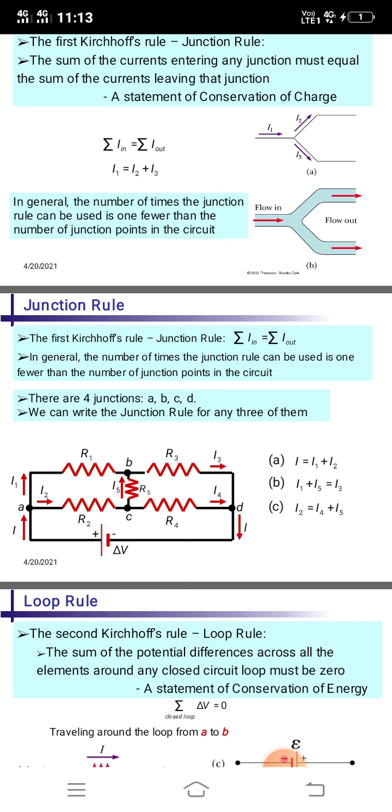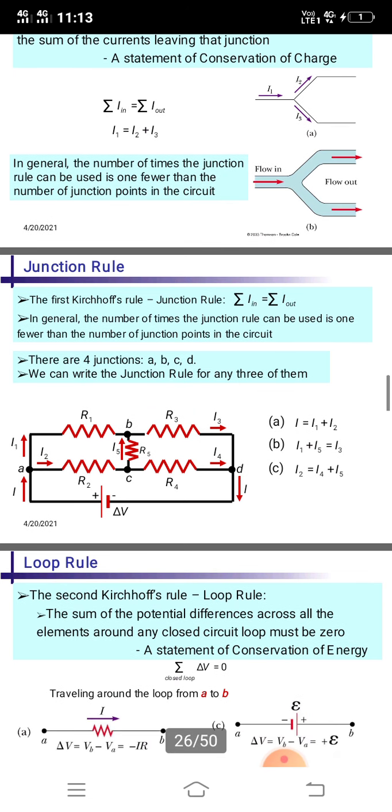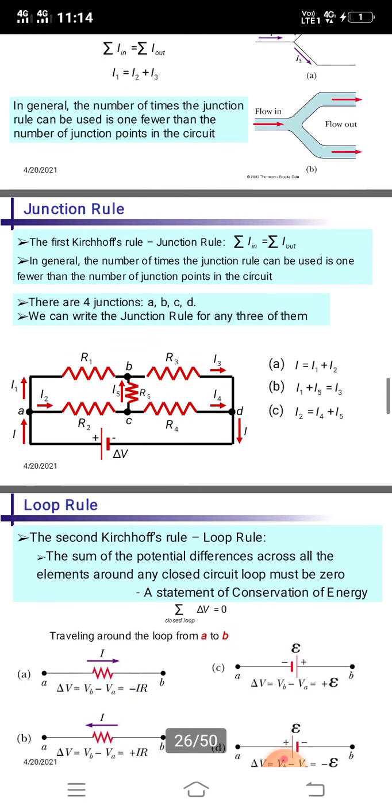Let us consider junction A. At this junction A, current I enters and currents I1 and I2 leave. So for junction A, I equals I1 plus I2. This is the junction rule for A. Then we move to junction B. Two currents are entering and one current is leaving. So I1 plus I5 equals I3.